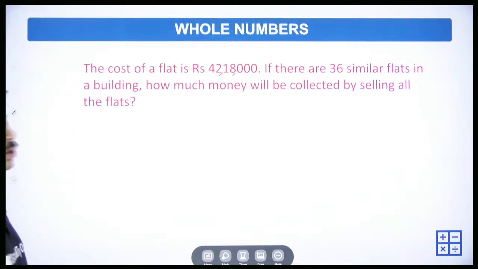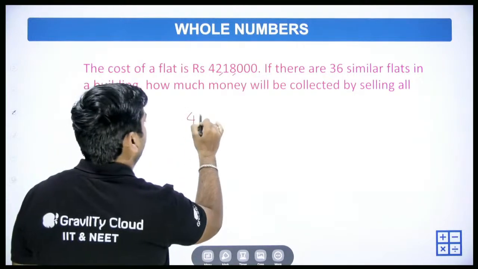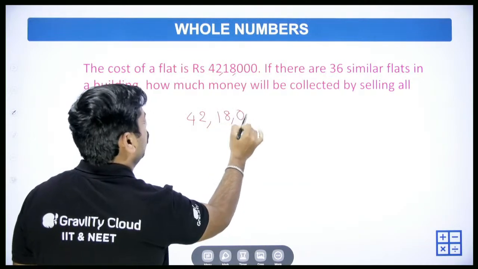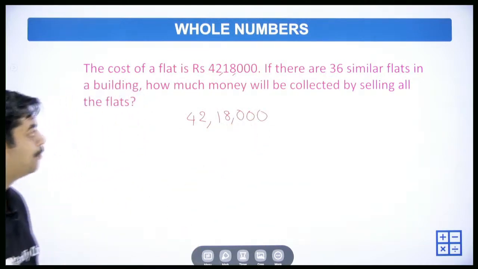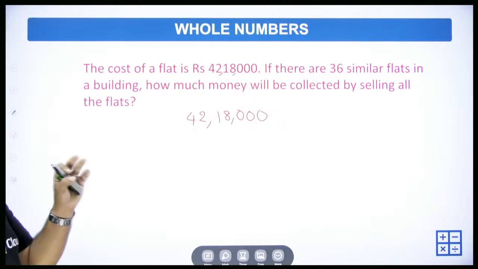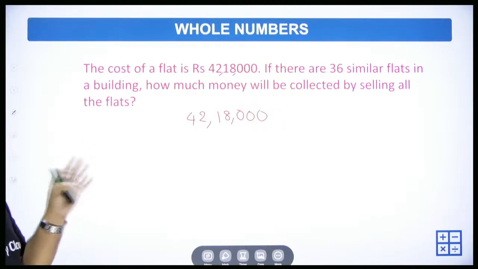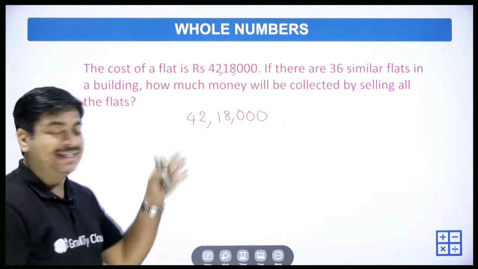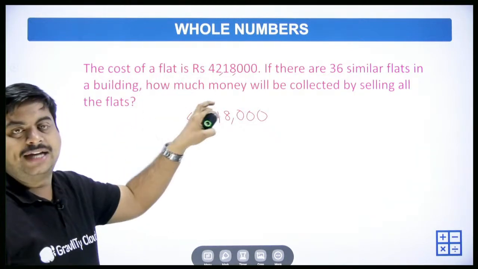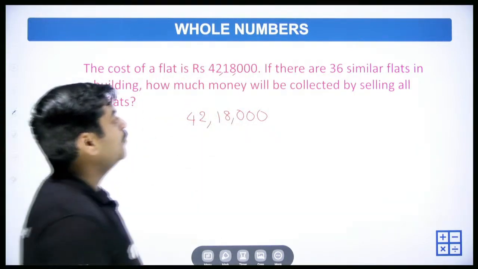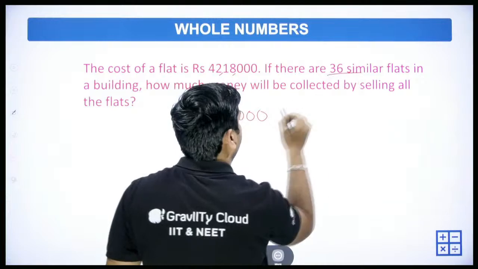So that is coming to 42 lakhs 18,000. 42 lakhs 18,000 is the cost of one flat. If there are 36 similar flats in a building, how much money will be collected by selling all the flats? So this is the cost of each flat, and we totally have 36 similar flats.